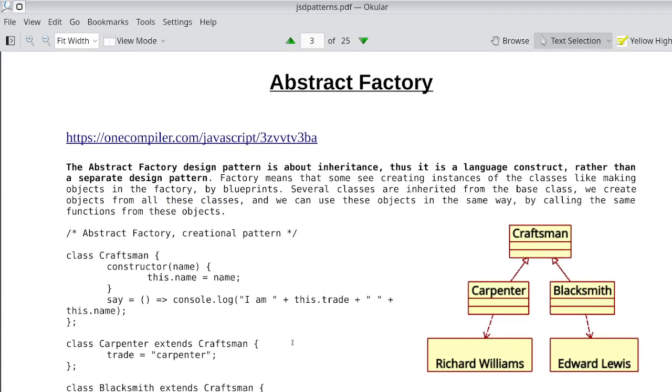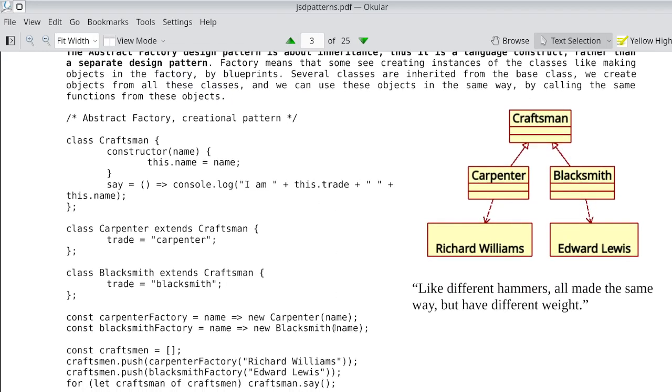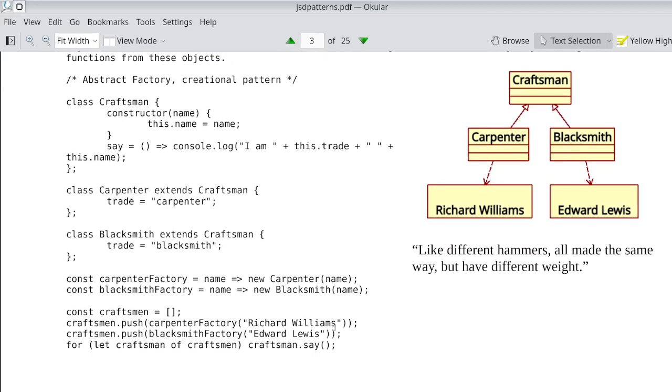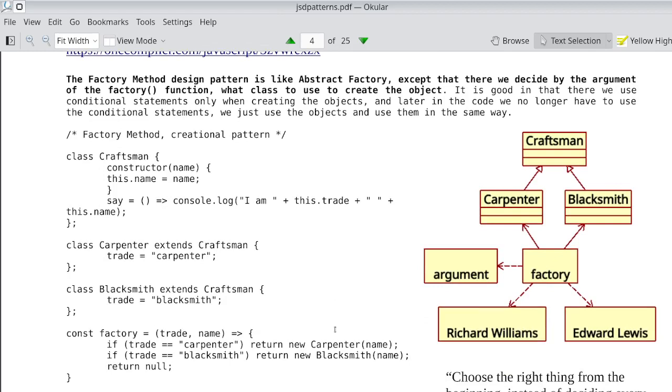The abstract factory design pattern is about inheritance, thus it is a language construct rather than a separate design pattern. The factory method design pattern is like abstract factory, except that there we decide in the argument of the factory function what class to use to create the object.